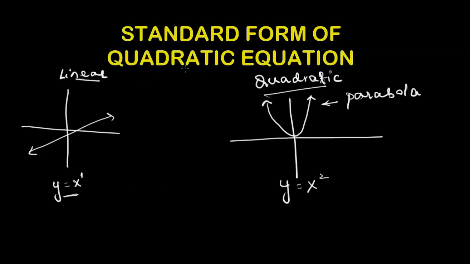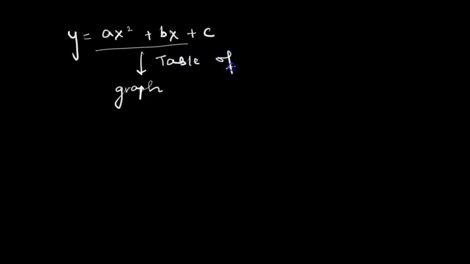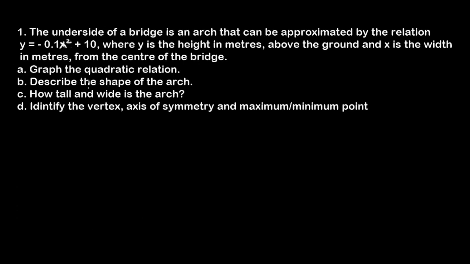Now because this lesson is about quadratic equation in standard form, we know y is equal to ax squared plus bx plus c is the general standard form of quadratic equation. Whenever we have to turn this quadratic equation into a graph, we always use what is called the table of values. So standard form to graph is always table of values. Let's understand how to turn a standard form of quadratic equation into a graph and how to answer questions related to it. The question that we are given is in the form of a word problem.